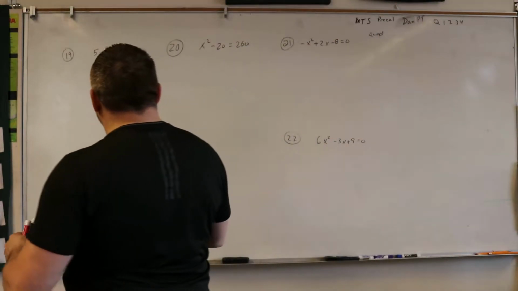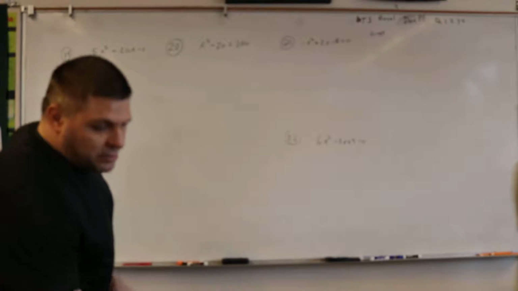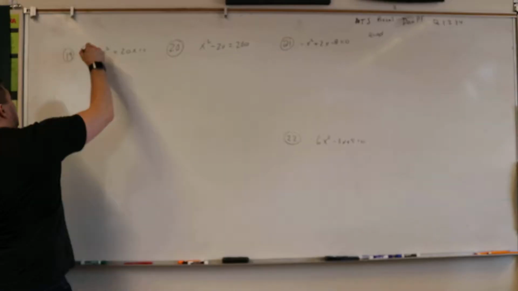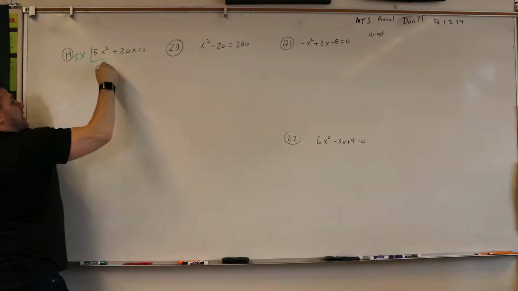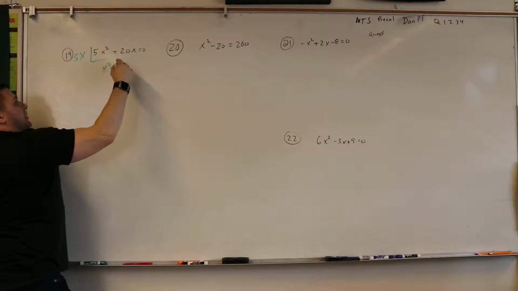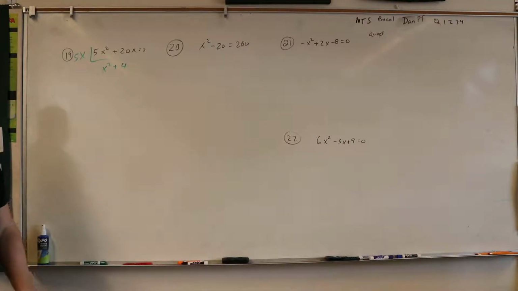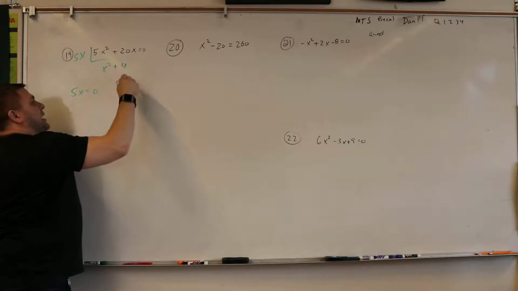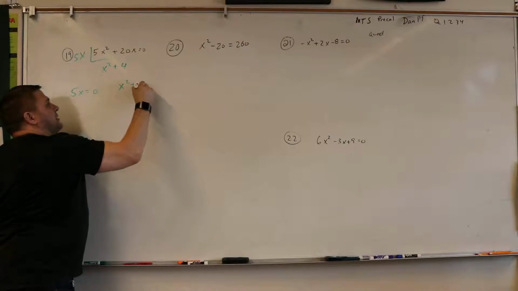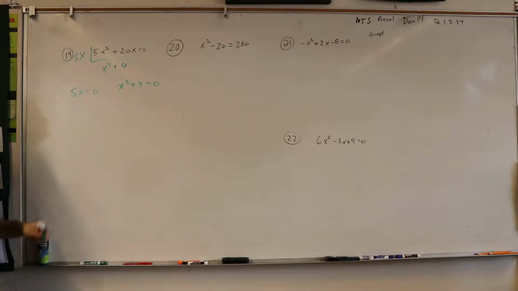Okay? So, what are we going to do? Take out your x and your 5, right? So what that does is it gives me x squared, right? Plus 4, right? So I get 5x is equal to 0. I get x squared plus 4 is equal to 0. Right? And I got to solve for each of those.